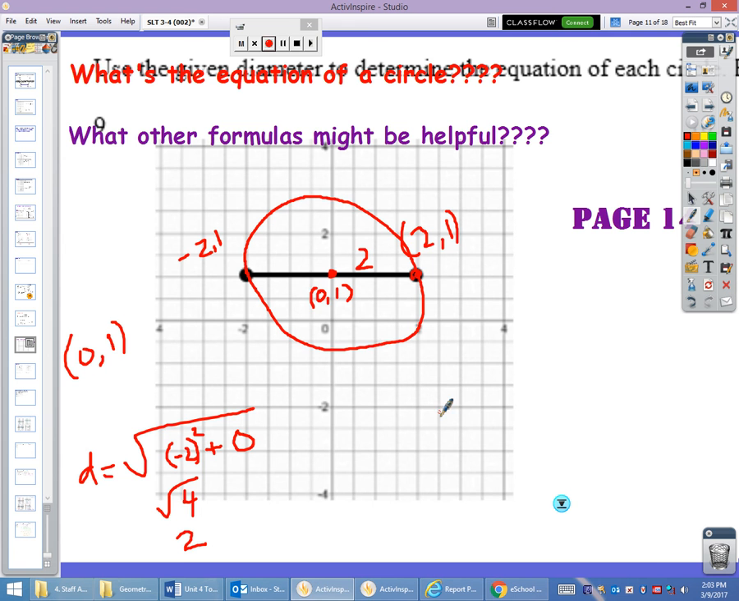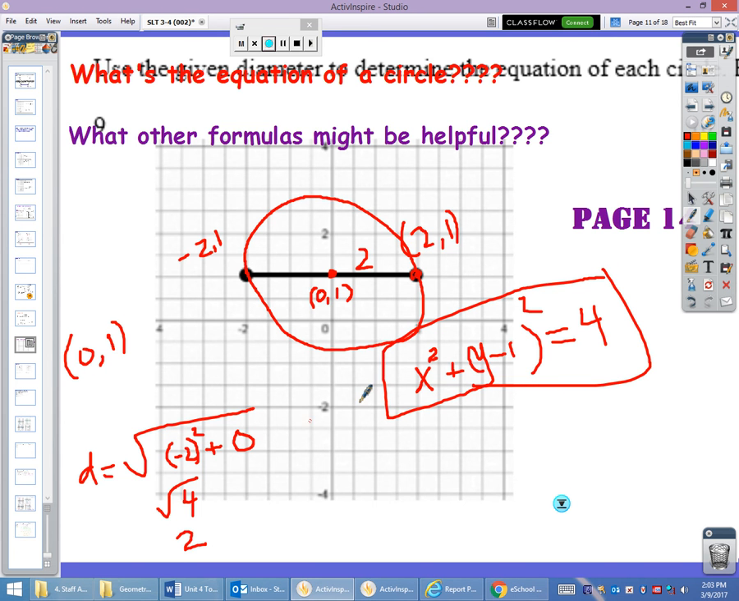So based on all this information, knowing the center and knowing the radius, I can write my equation. Remember, to write the equation of a circle, it's x minus the x-coordinate of the center, so x minus 0, which is just x squared, plus y minus 1 squared, and that equals the radius squared. So 2 squared is 4. This would be the equation for number 1.